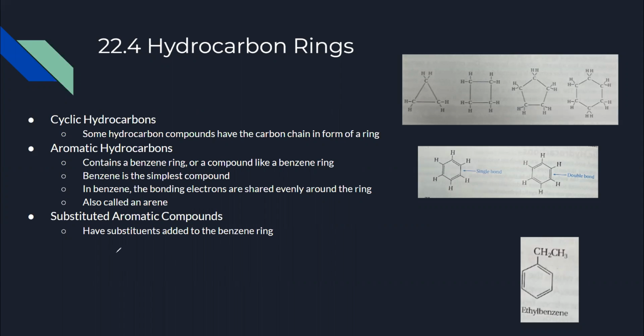So you also have a substituted aromatic compound where you have substituents added to the benzene ring. And this is shown over here, where you basically added CH2 and CH3. I believe that's an ethyl group. Yeah, I think that's an ethyl group. So you have an ethyl group added straight to the benzene. And so you can add as many of those as you need because there's a hydrogen over here, and that's basically substituted for the carbon instead. So, yeah.